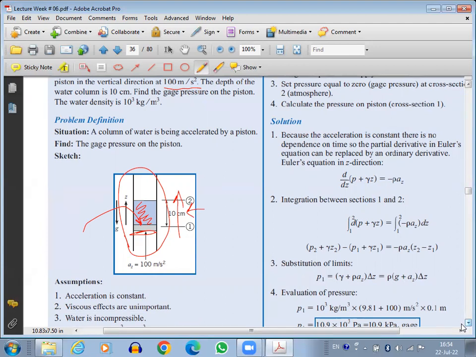So always keep that in mind. If the water is stationary and the container is stationary, then hydrostatic equation of pressure variation will be applied. But if the container is in motion, but the water is not flowing, but the container is in motion, then the Euler's equation will be applied. Okay.